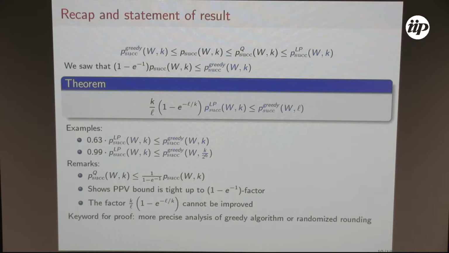Yes? So K and L are both the number of messages that I want to send. First of all, think of L equal to K. This is comparing what the LP gives for sending K messages over W and what the greedy gives for sending K messages over W. Because there are two parameters, the success probability and the number of messages, at the cost of reducing a bit the number of messages, I can increase this ratio. That's what I wanted to say.